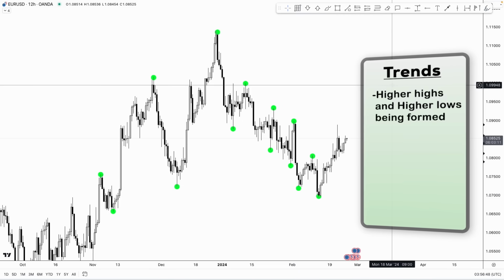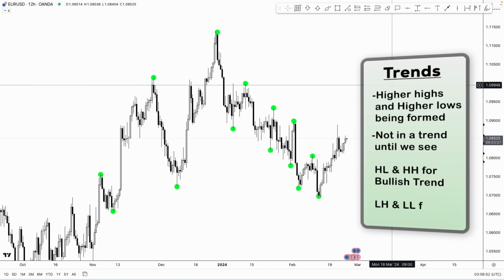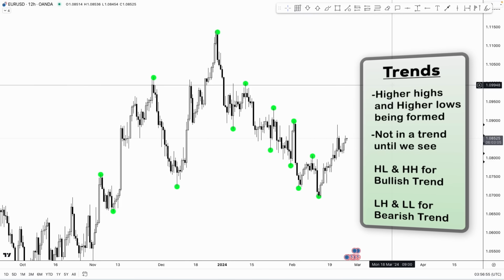Now, something that's really important to understand about a trend is we are not in a trend until we get a higher low and a higher high in a bullish trend, and we're not in a bearish trend until we get a lower high and a lower low printed.